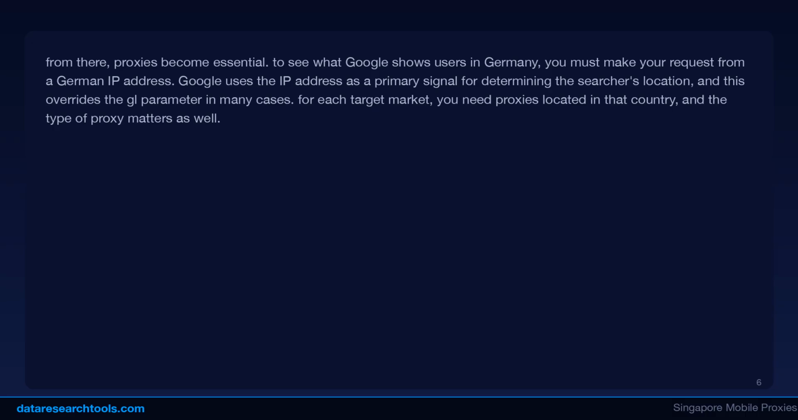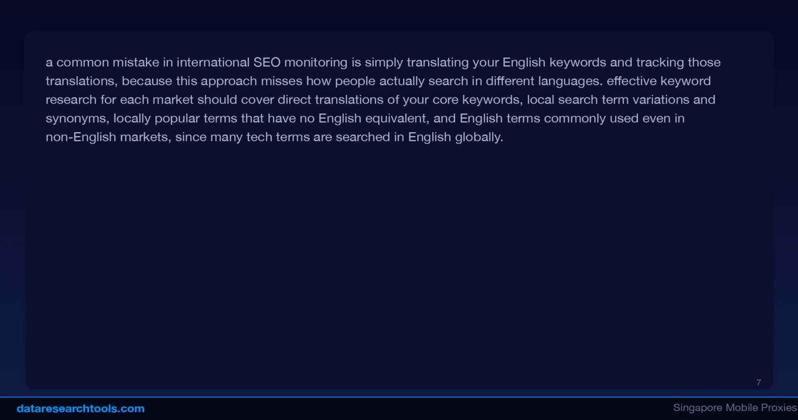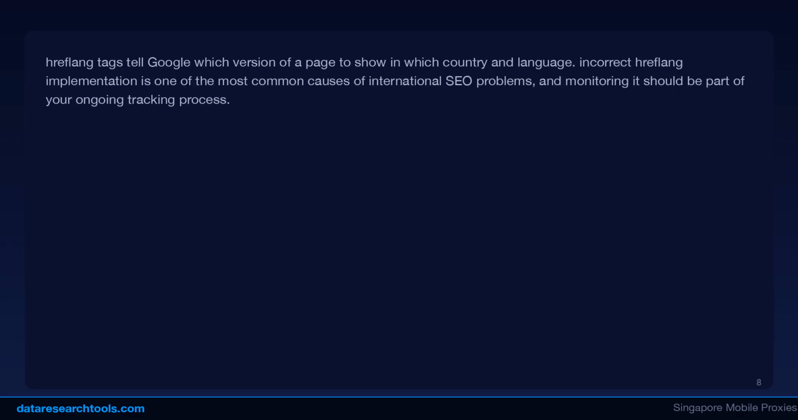A common mistake in international SEO monitoring is simply translating your English keywords and tracking those translations, because this approach misses how people actually search in different languages. Effective keyword research for each market should cover direct translations of your core keywords, local search term variations and synonyms, locally popular terms that have no English equivalent, and English terms commonly used even in non-English markets, since many tech terms are searched in English globally.